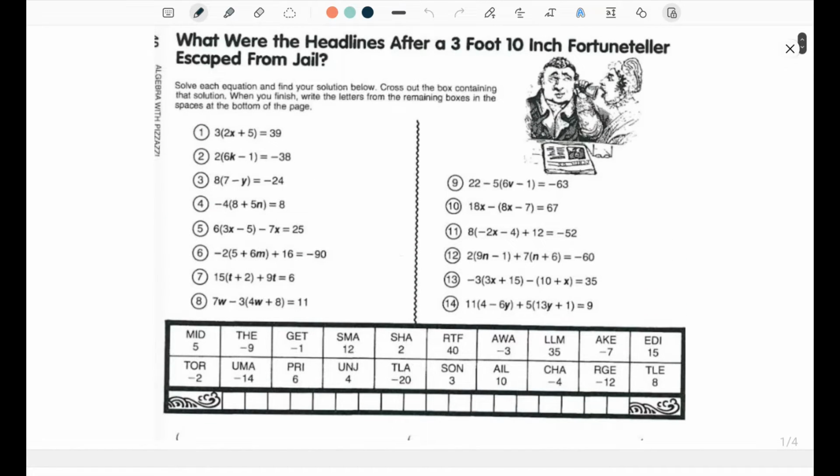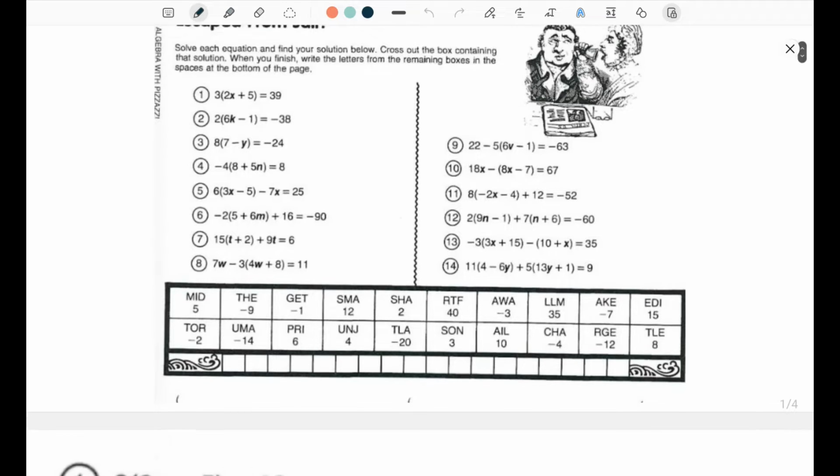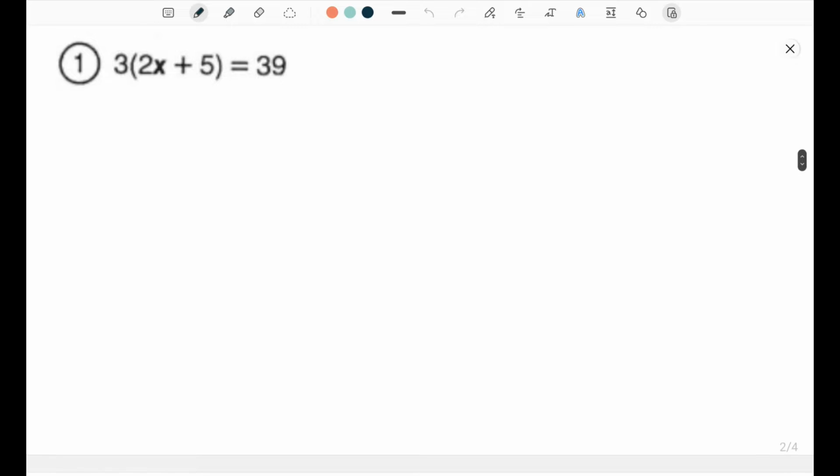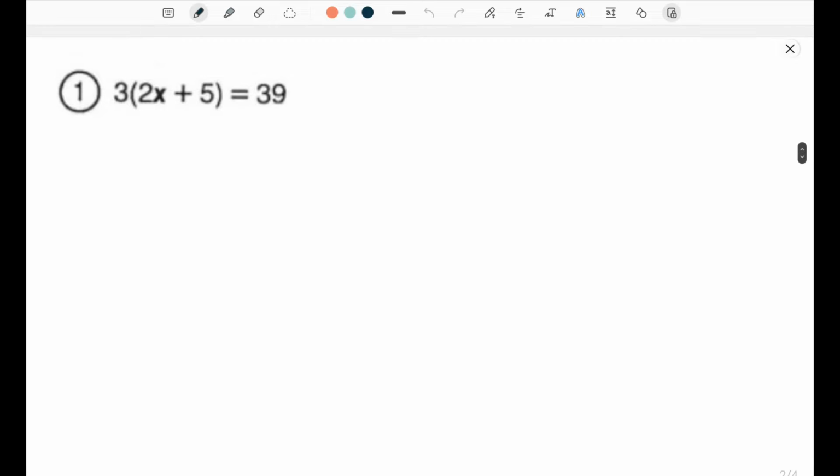So you'll see on the worksheet, there's a bunch of numbered equations, things below it. Let's just solve one of these equations and then see what you do with it. So the first one there is 3 times 2x plus 5 equal to 39. There are two ways to solve this, so I will solve it out both ways. And then you can choose to do it whichever way you want to.